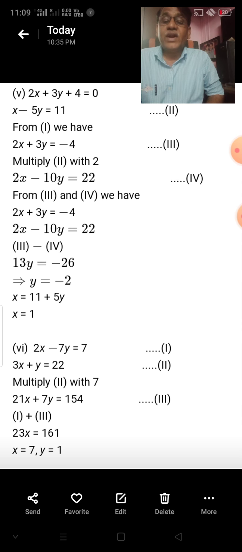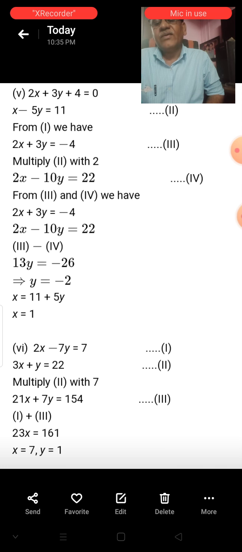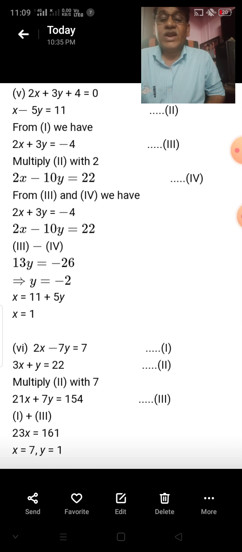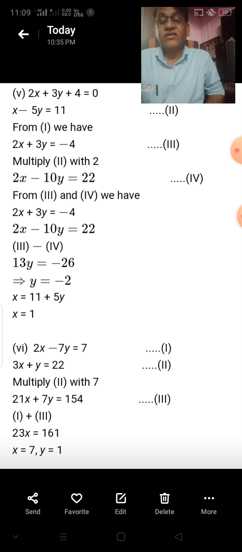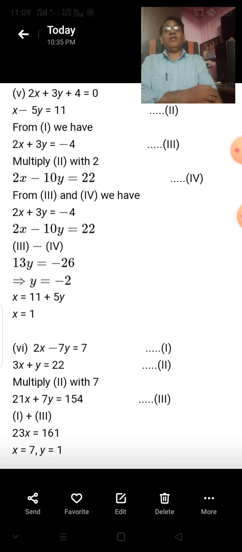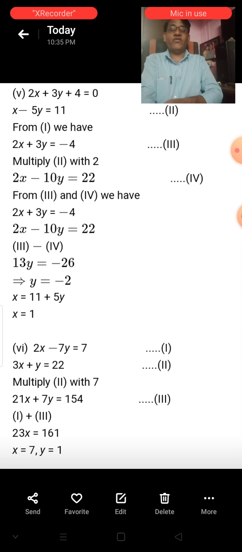Then you get 21x plus 7y is equal to 154. So when we add equations 1 and 3, then 23x is equal to 161. Therefore x is equal to 7 and y is equal to 1. In this way you can solve all the questions of exercise 5.1.